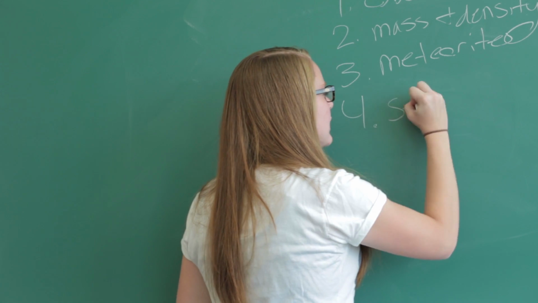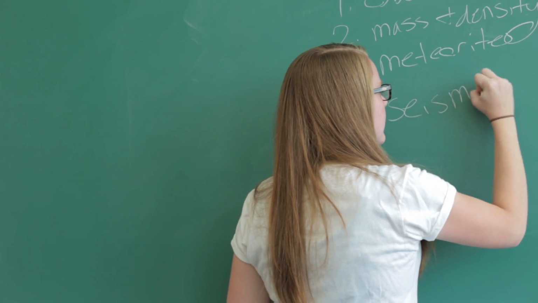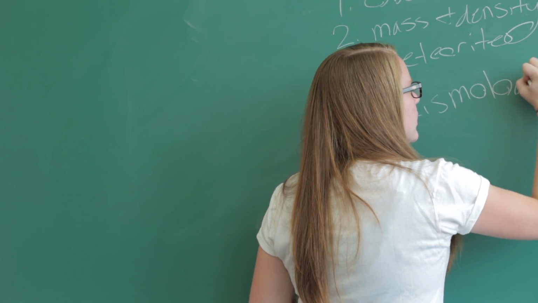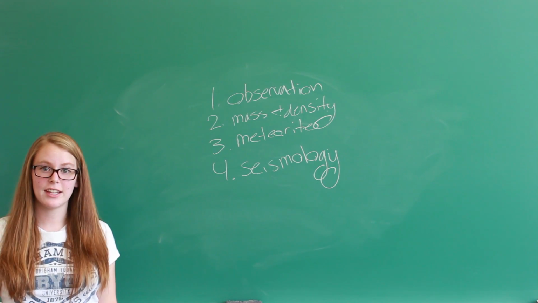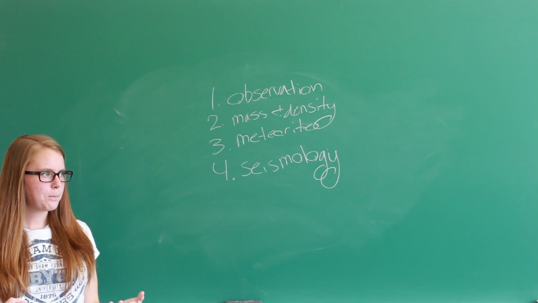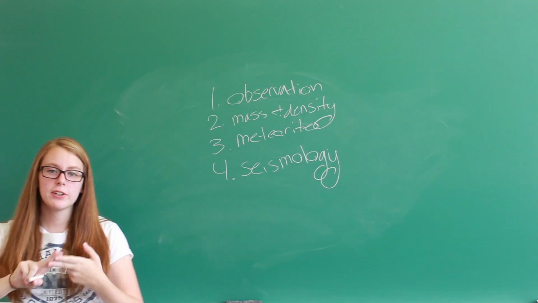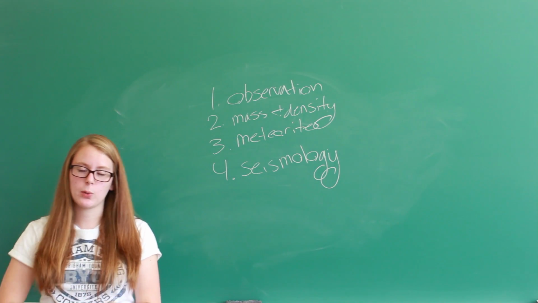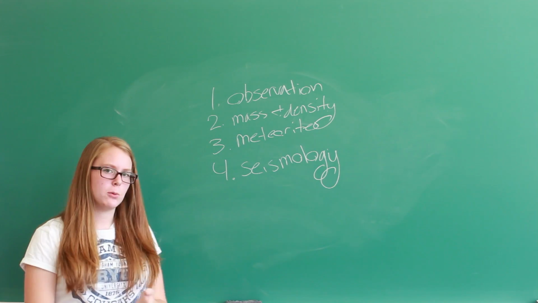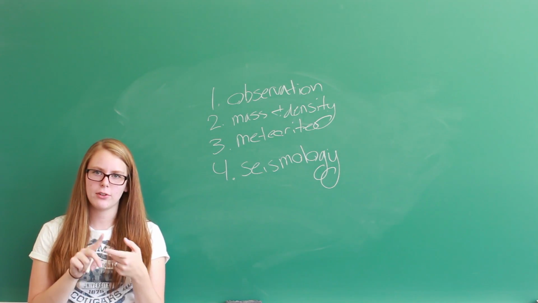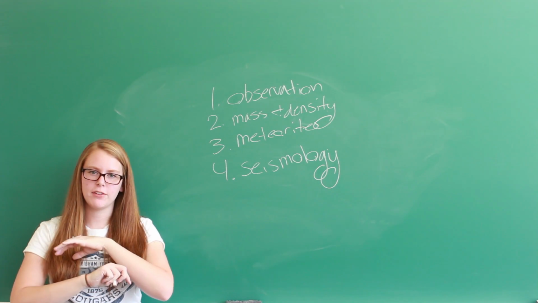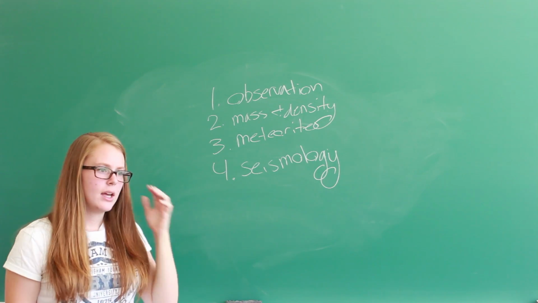Next thing is seismology. Seismology deals with earthquakes and everything that goes on with them. So there's two different kinds of waves that happen when there's an earthquake. There's S waves and P waves. S waves we know are shear waves, and they can only travel through solids. P waves can travel through everything.